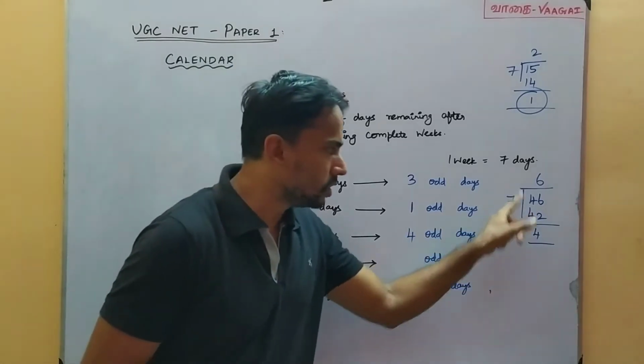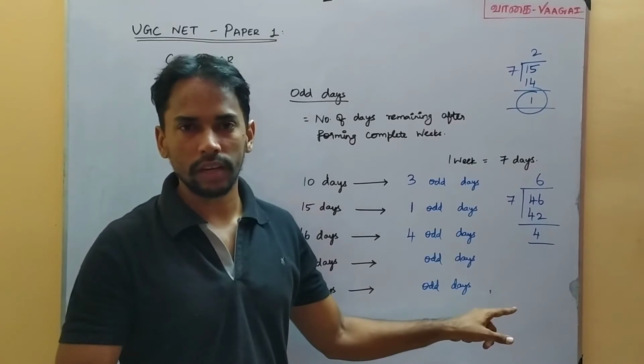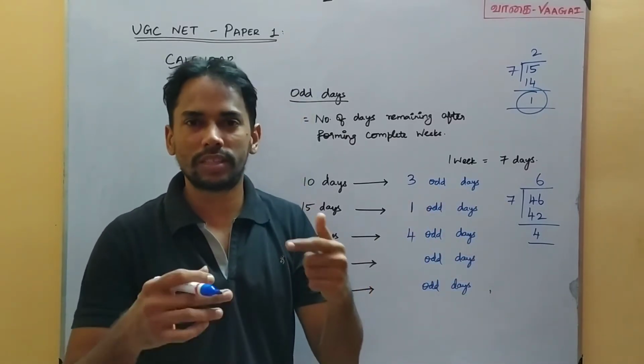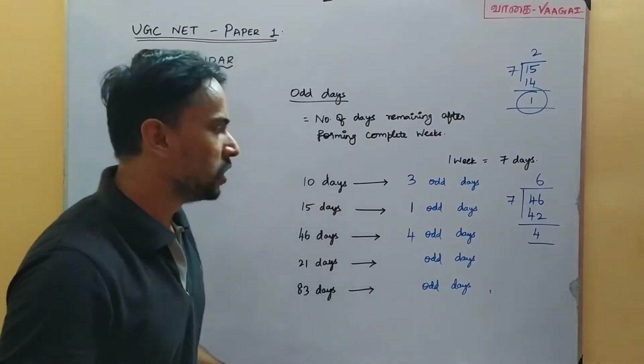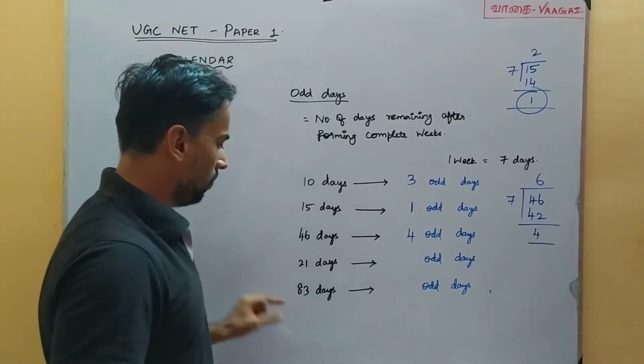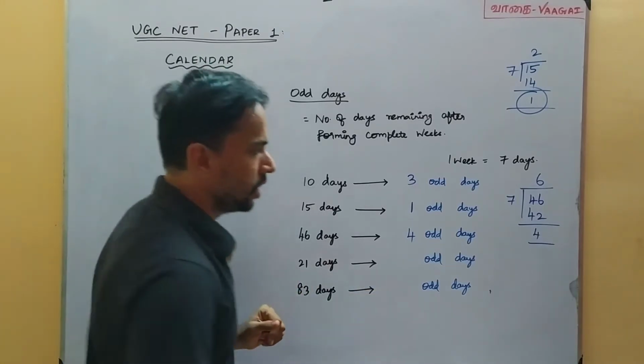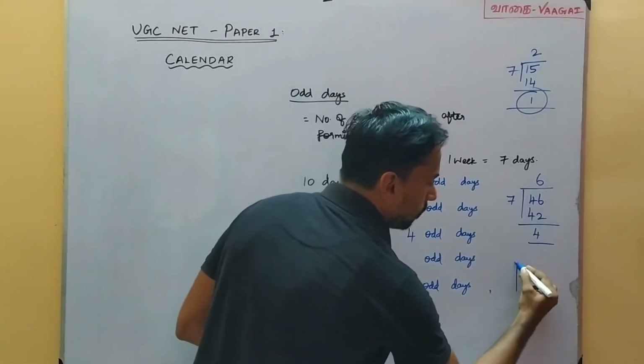So kindly do this division, and the more important thing is we are dividing by 7. That means we must be very sure with the 7 tables. That is more important. Okay, so kindly revise it. And we have 2 more, 21 days. Let's divide 21 and see. So 21 we will divide by 7.